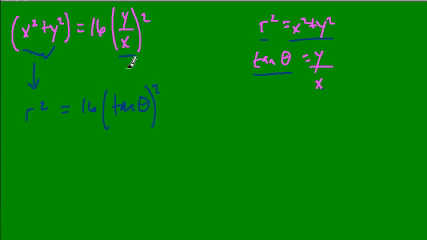All I'm doing there is just substituting these values into our equation. And to solve, we could take the square root of both sides, and we get r equals plus or minus 4 times the tangent of theta. And again, this is the equation of a circle, where r equals plus or minus 4, that doesn't matter, times the tangent of theta. The plus or minus is just referring to the direction.